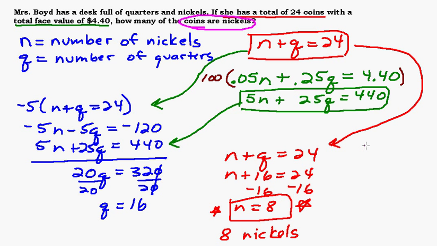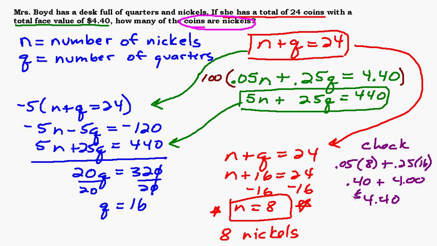Now if you want to check your answer to make sure that it's right, we obviously have 24 coins, so that's good. We could check the value and make sure it is $4.40. So we've got 5 cents for each nickel and 25 cents for each quarter. So 5 cents for 8 nickels would be 40 cents, and 16 quarters, I think that's $4. You could double check that, but I'm pretty sure it's $4. And 40 cents and $4 is $4.40. So I'm pretty happy about that. That checked out. So I'm very confident that we have the right answer.